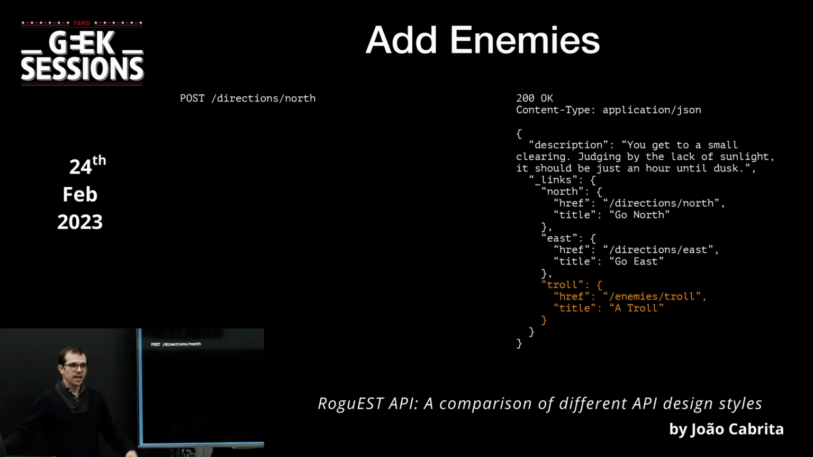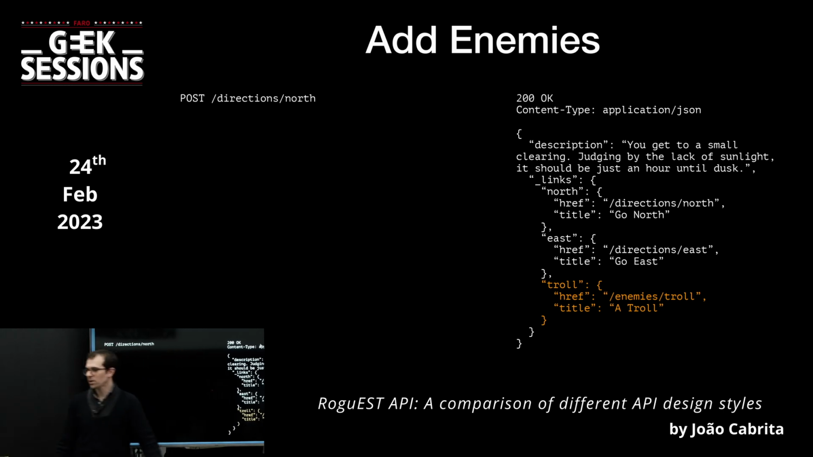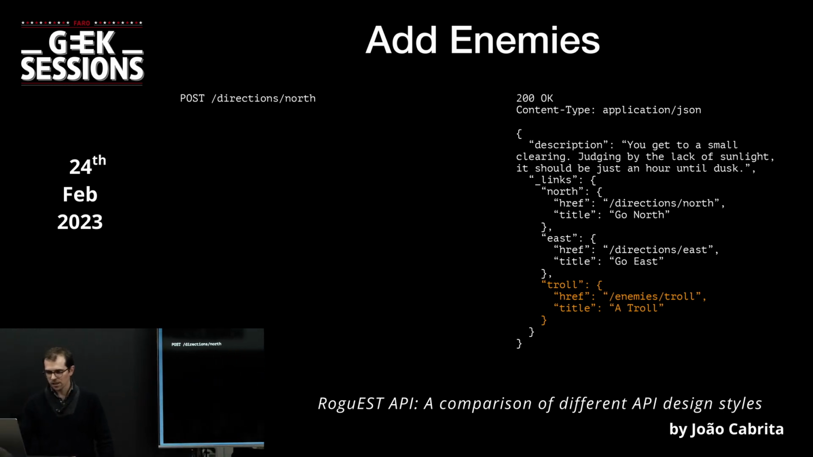So now let's add enemies. We're going to add enemies as links, and the URI is here. If I want to attack an enemy, I do exactly the same thing, which is why I haven't included a slide for it. Okay.